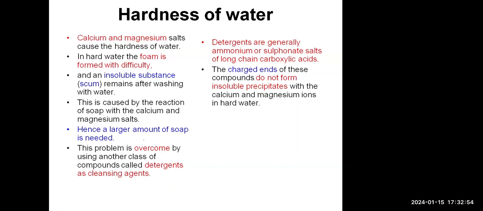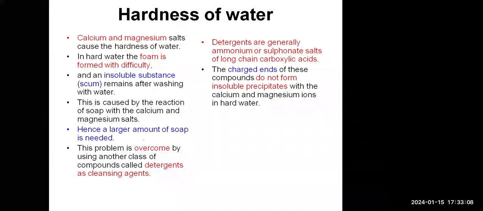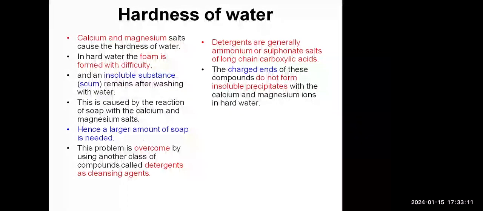So here you can get a question asking what is hard water? Hard water is the water which has calcium and magnesium salts present in it. And what is the difference between soap and detergent? Soap is sodium or potassium salt of long chain carboxylic acid, whereas detergent is ammonium or sulfonate salt of long chain carboxylic acid.